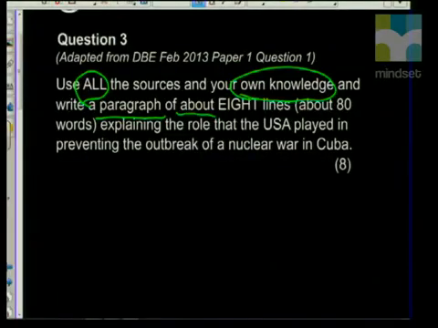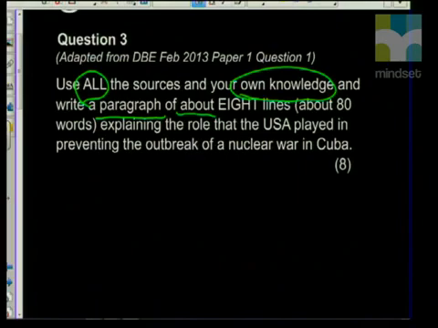Don't write a page or 2 pages. It's supposed to be short. So this is just a guideline of how long your paragraph is supposed to be. Obviously, if it's 2 lines, then it can't be called a paragraph. It's just 2 sentences. That is why they've given you that guideline. Okay, and then they've also given you the guideline in terms of words. They're saying about 80 words.